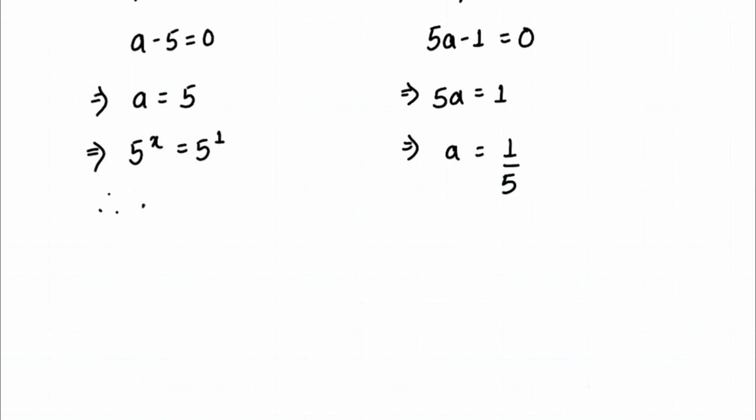So therefore, we get x equals 1. For here, we have again a equals 1 by 5. We can write a as 5 to the power x equals, the power of 5 here is also 1. When we move that 5 to the power 1 to the numerator, it becomes 5 to the power minus 1, right? And again, we have the same base as 5. So we have x equals minus 1.